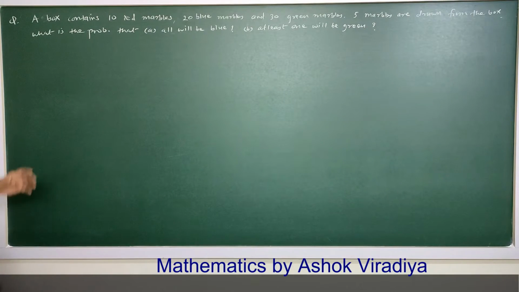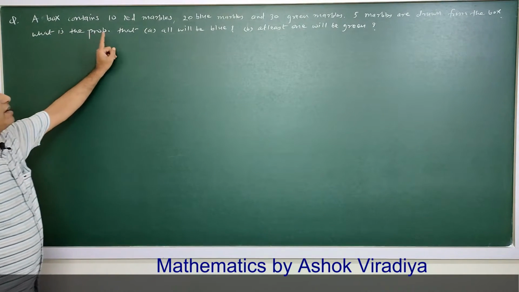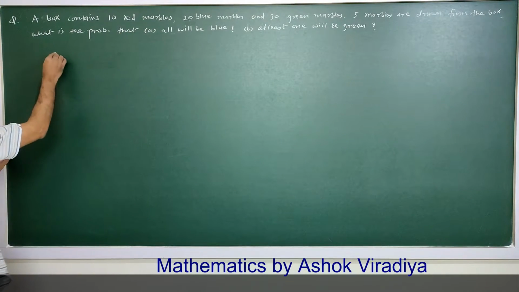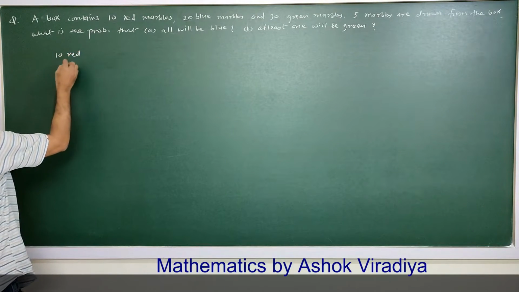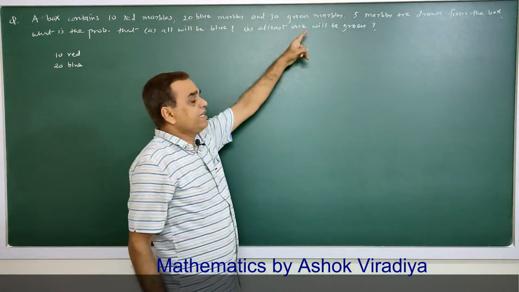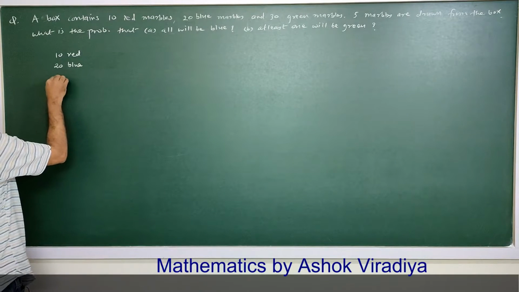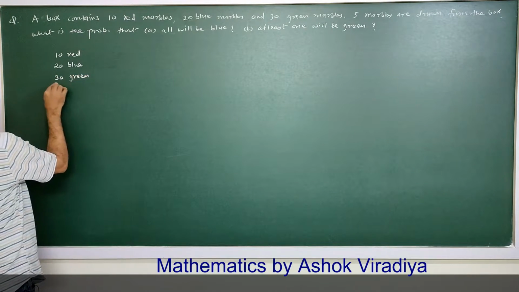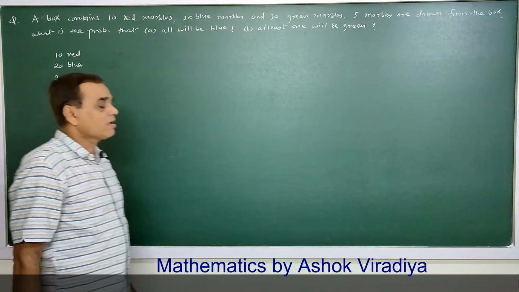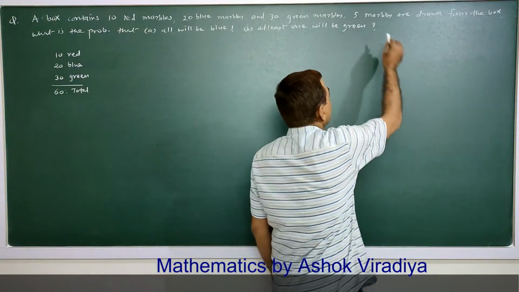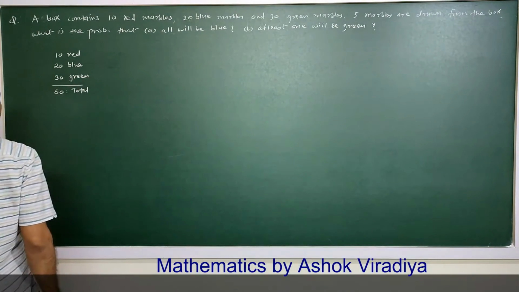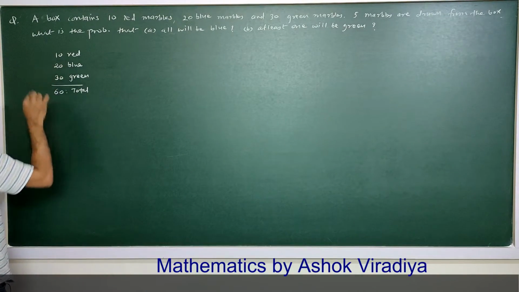Now the question is: a box contains 10 red, 20 blue and 30 green marbles. So the total is 60. Now the experiment is, 5 marbles are drawn from this box.